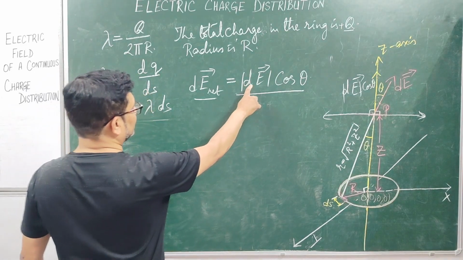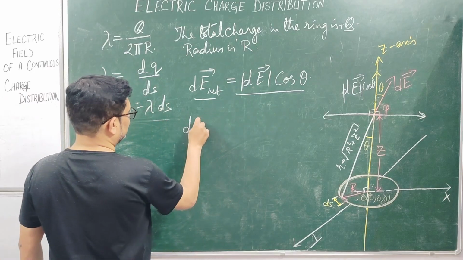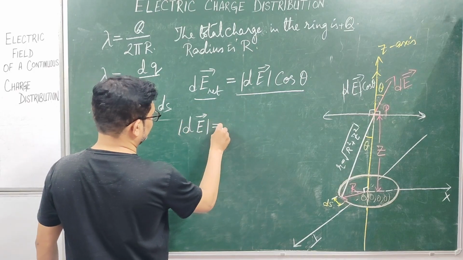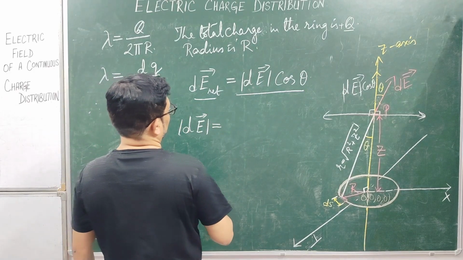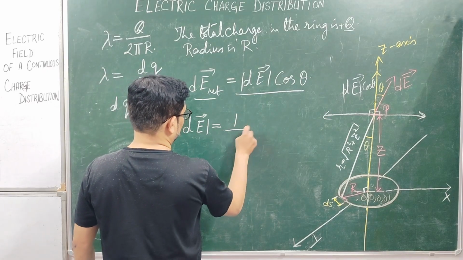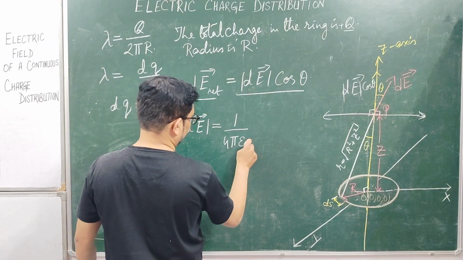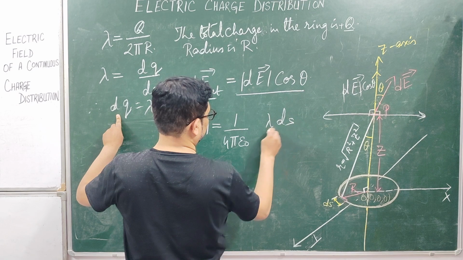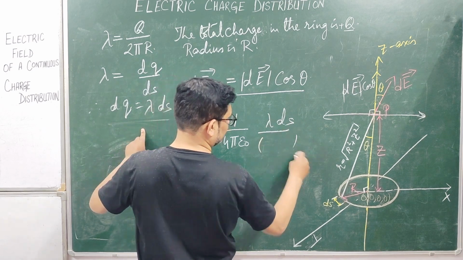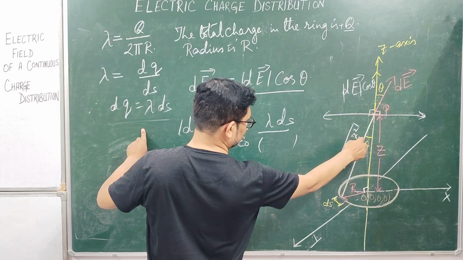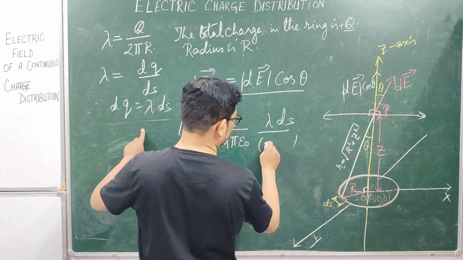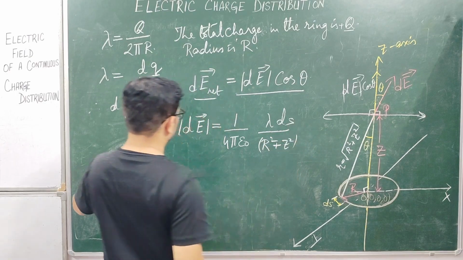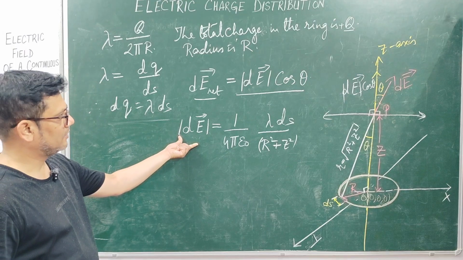So firstly, we'll figure out what dE is. The magnitude of this dE is going to be equal to 1 over 4 pi epsilon naught dq, which is lambda ds, divided by the distance squared. And what is the distance? This distance squared is r squared plus z squared. This is going to be this value.